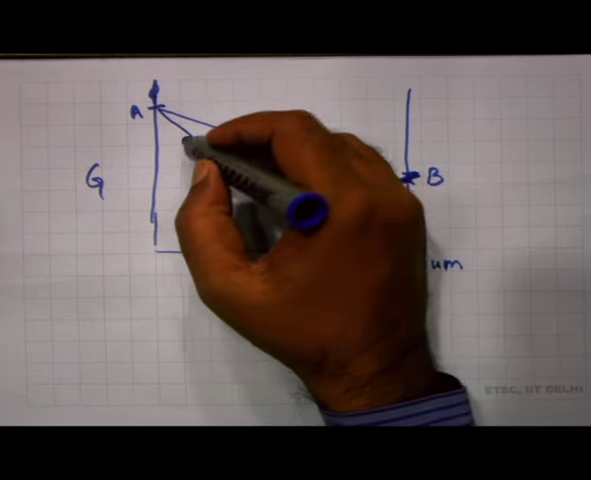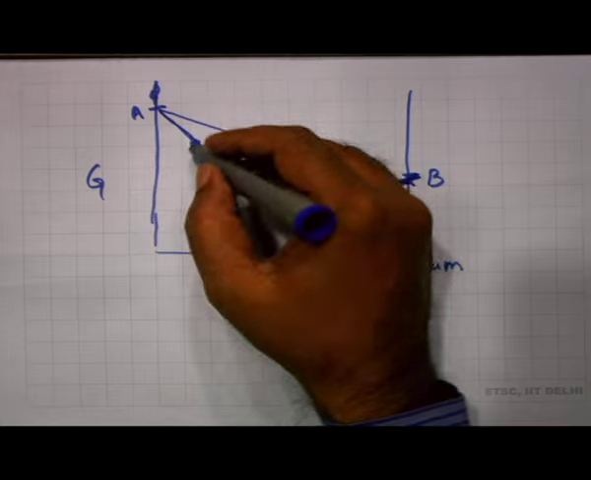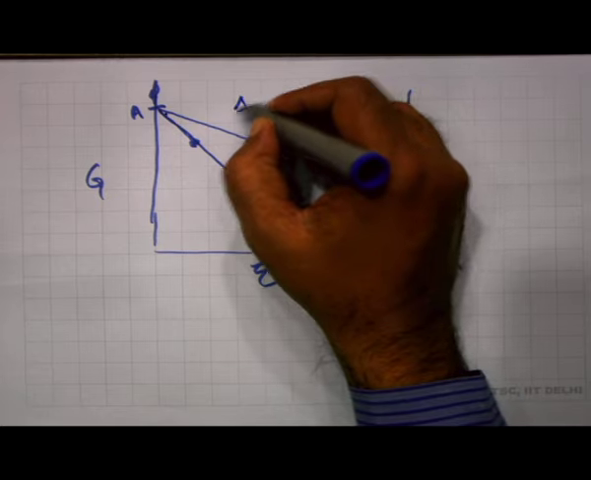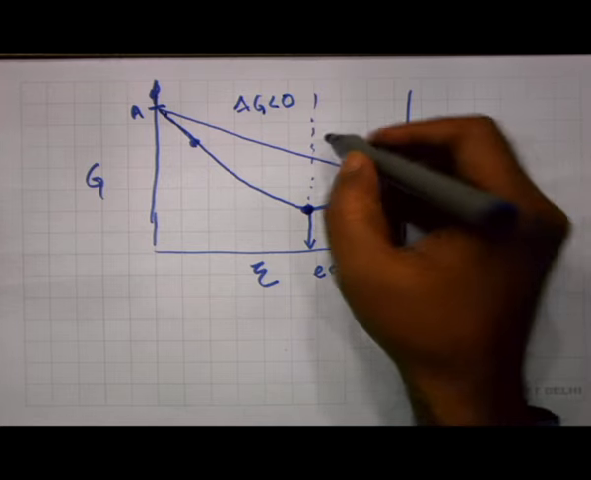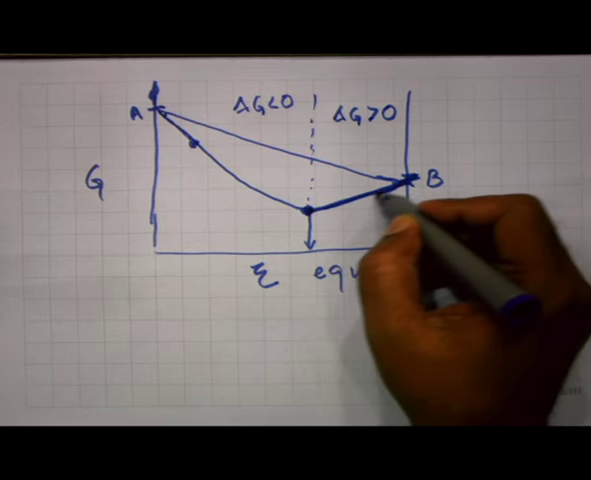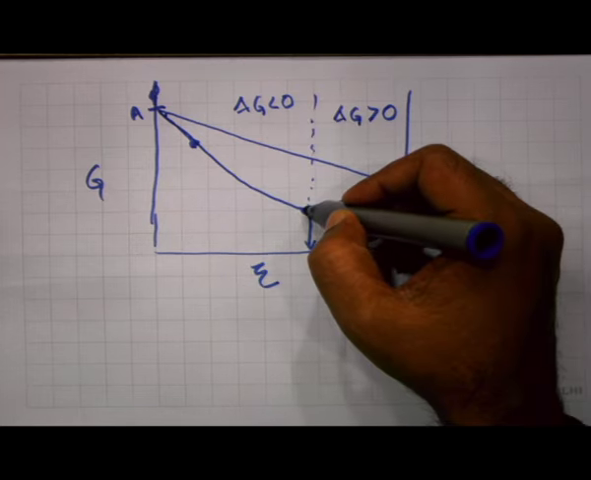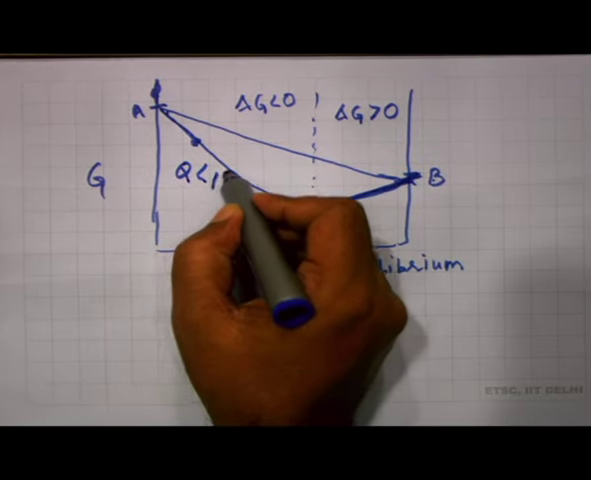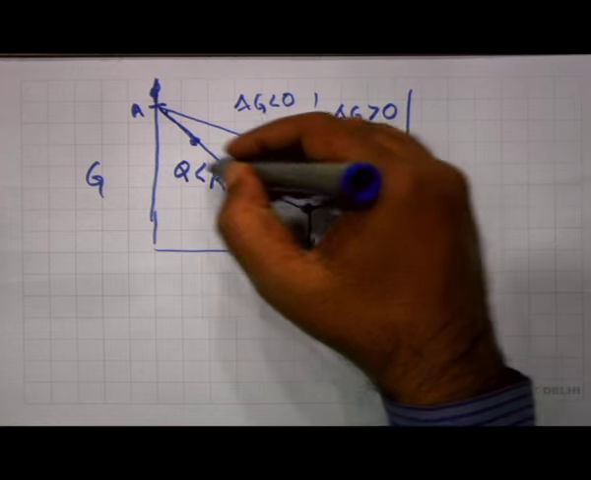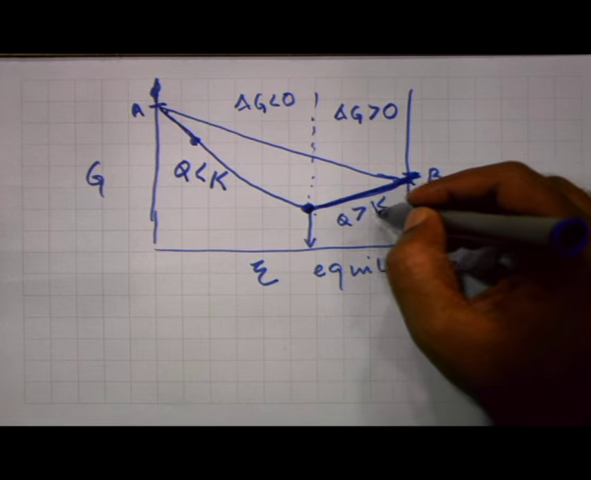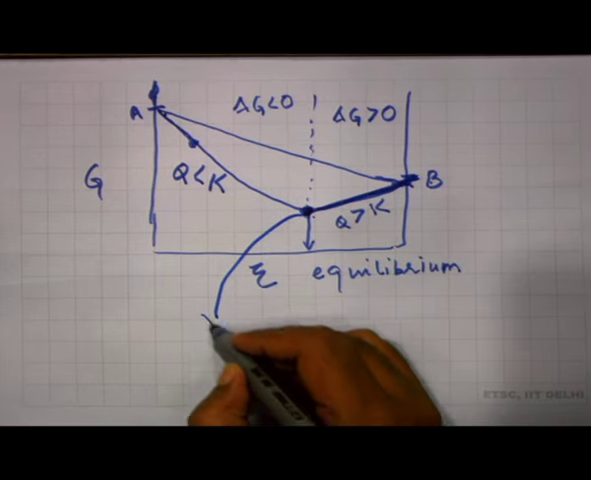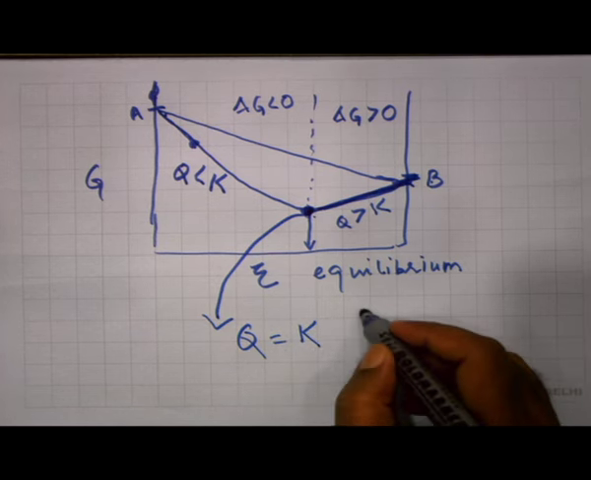What do we mean by delta G? Basically if I go from here to here, delta G is less than 0. So, till this point, delta G, which is G B minus G A, is less than 0, and in this regime delta G is greater than 0, and so reaction will go from B to A. In this regime reaction will go from A to B, and this is when Q is less than K, and this is when Q is greater than K. So, when reaction quotient is less than K, forward reaction is taking place, and when reaction quotient is greater than K, then reverse reaction is spontaneous. And at this point where Q is equal to K, we have equilibrium.